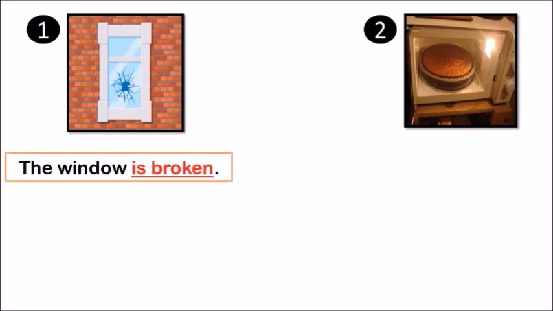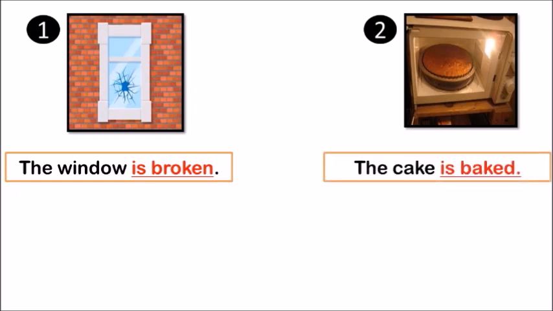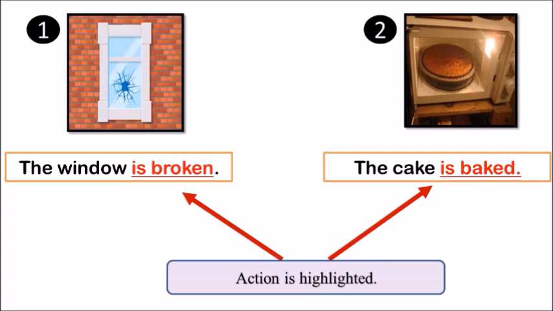Look at the window in picture number 1. It is broken. The window is broken. Picture number 2. The cake is baked. Did you notice the verb in each sentence? They are underlined. Is broken, is baked. In both these sentences, we cannot find the doer. Only the actions are highlighted.